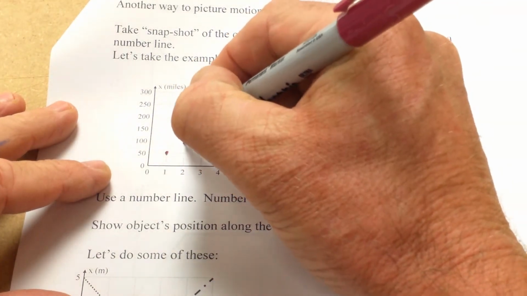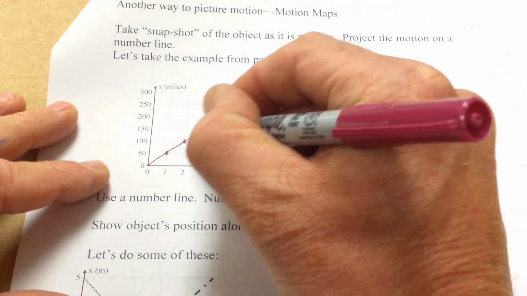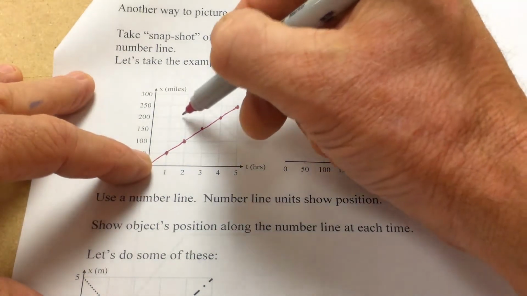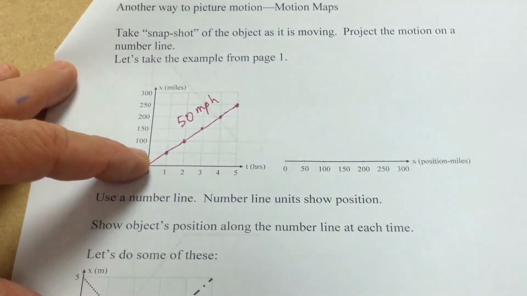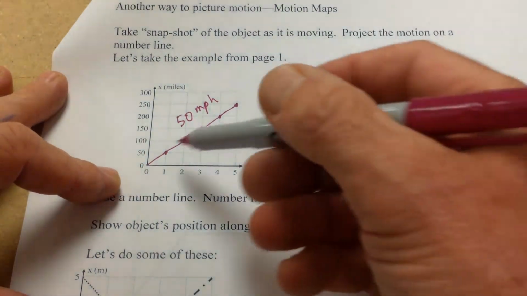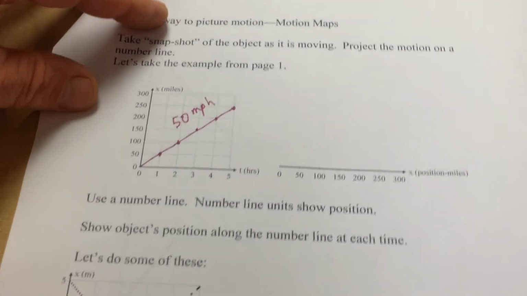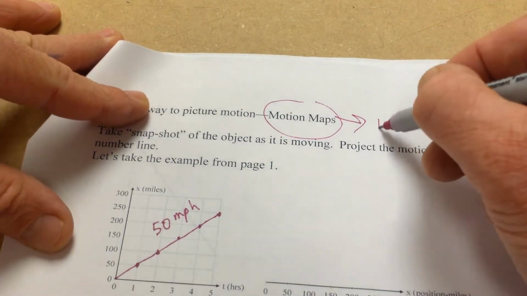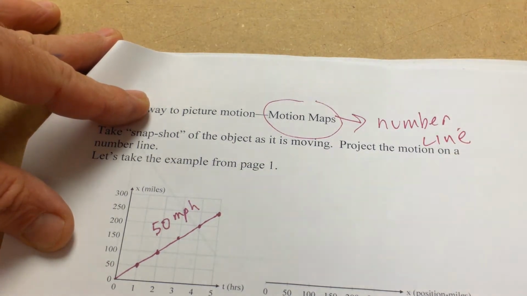We had this car moving at 50 miles per hour, constant velocity. So there's our position time graph. The slope, we said, again, was the velocity of the object, 50 miles per hour. So what we can do is take these points and create this number line. This number line is given a special name. It's called a motion map. And it's just a number line that shows the motion of the object.